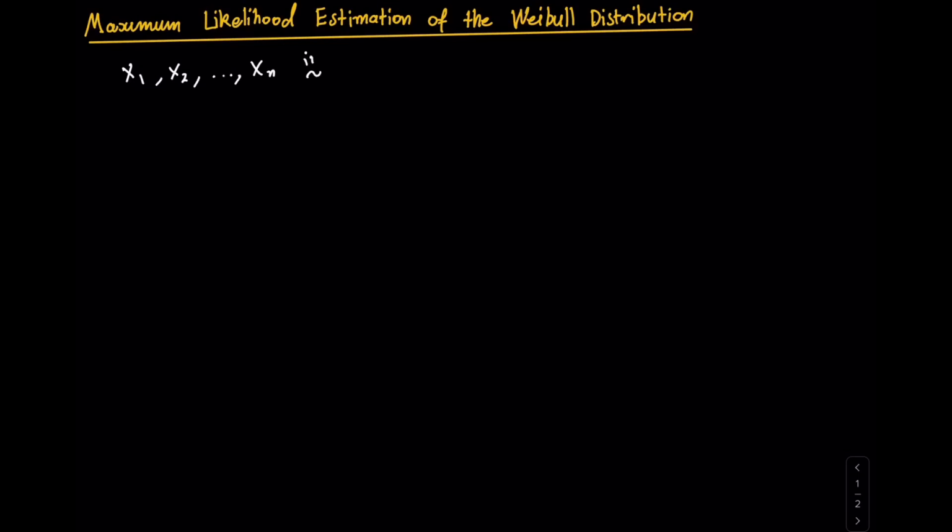xn, and they are all independently and identically distributed with a Weibull distribution. And I'm going to say that it's a Weibull distribution with a shape parameter gamma and scale parameter lambda. Then the PDF, or the probability density function of xi, is given by the following.